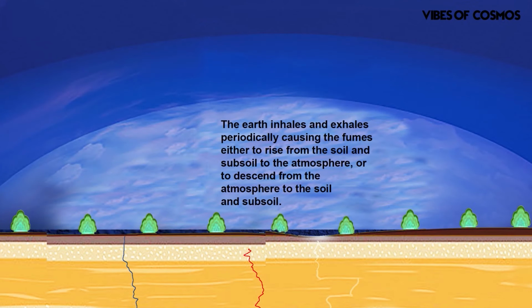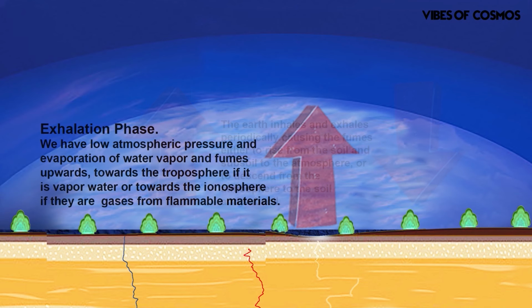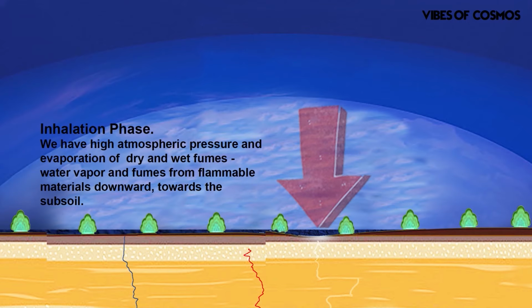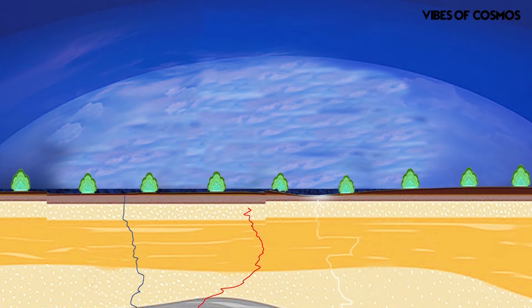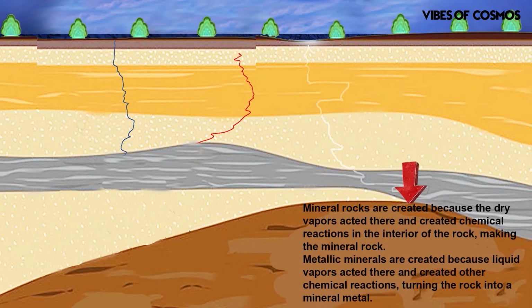The Earth inhales and exhales periodically, causing the fumes either to rise from the soil and subsoil to the atmosphere or to descend from the atmosphere to the soil and subsoil. When the fumes go underground, they gather in pits of the ground and also inside the rocks. Mineral rocks are created because the dry vapors acted there and created chemical reactions in the interior of the rock, making the mineral rock. Metallic minerals are created because liquid vapors acted there and created other chemical reactions, turning the rock into a mineral metal.